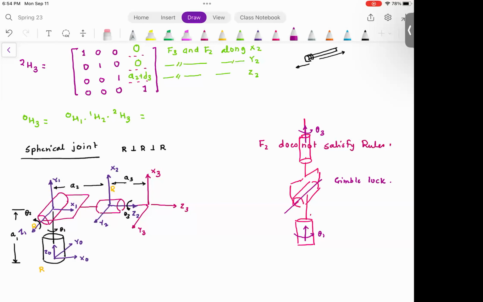What? Yeah, theta 2 would be 90. So this theta 2 would be 90.